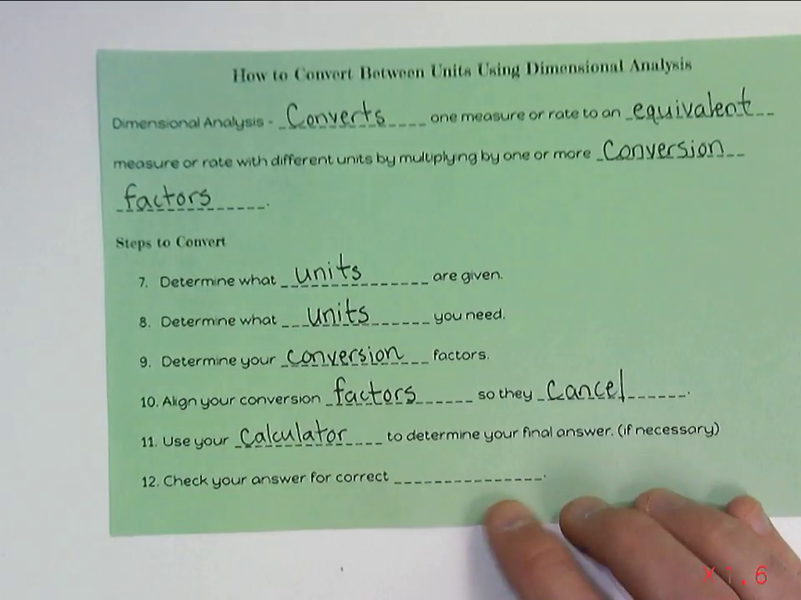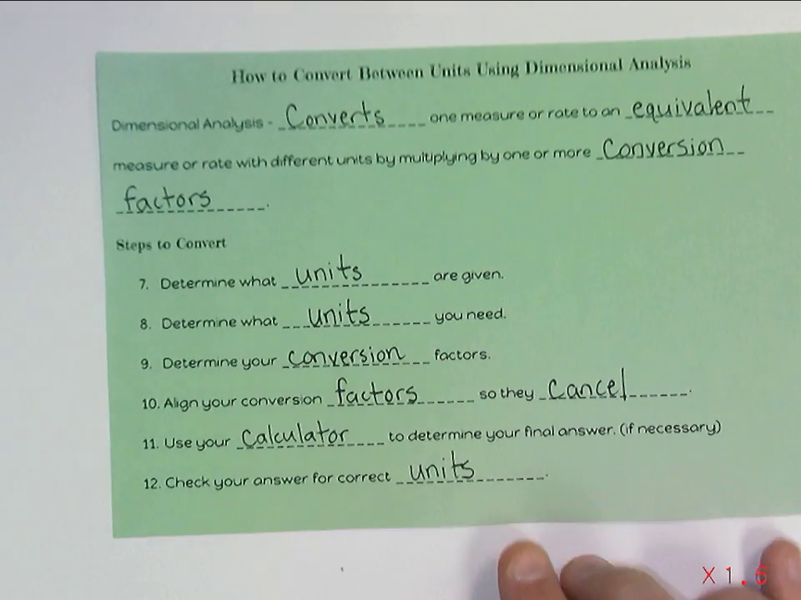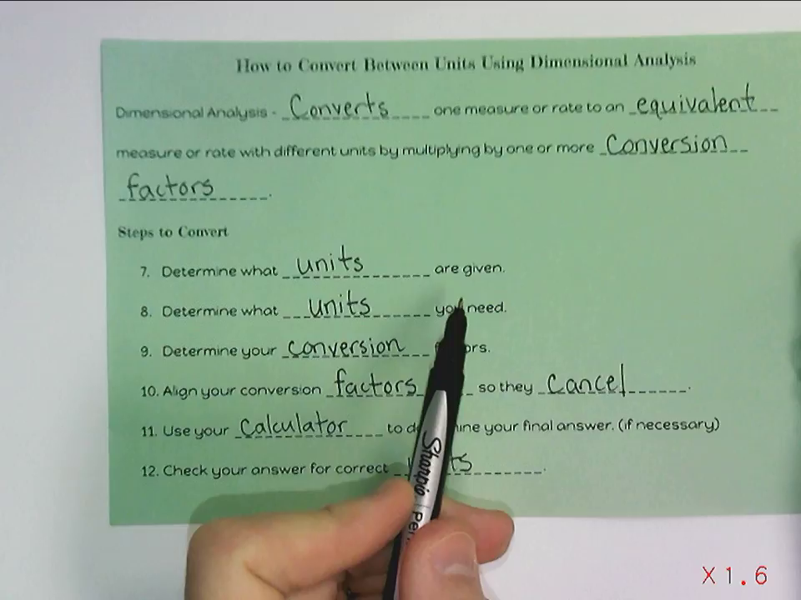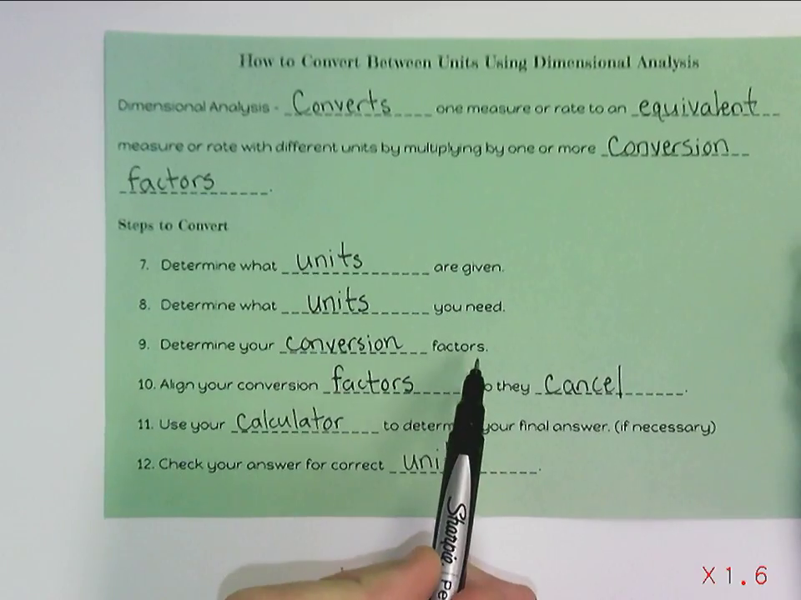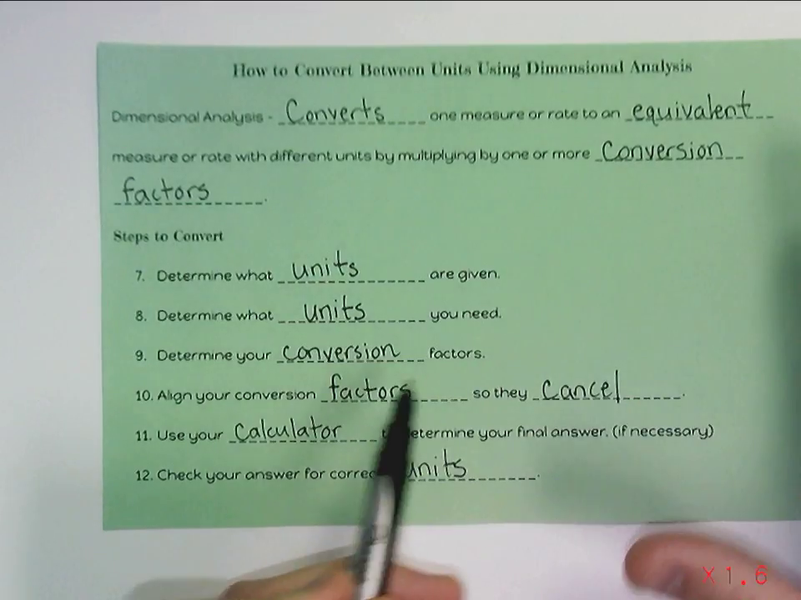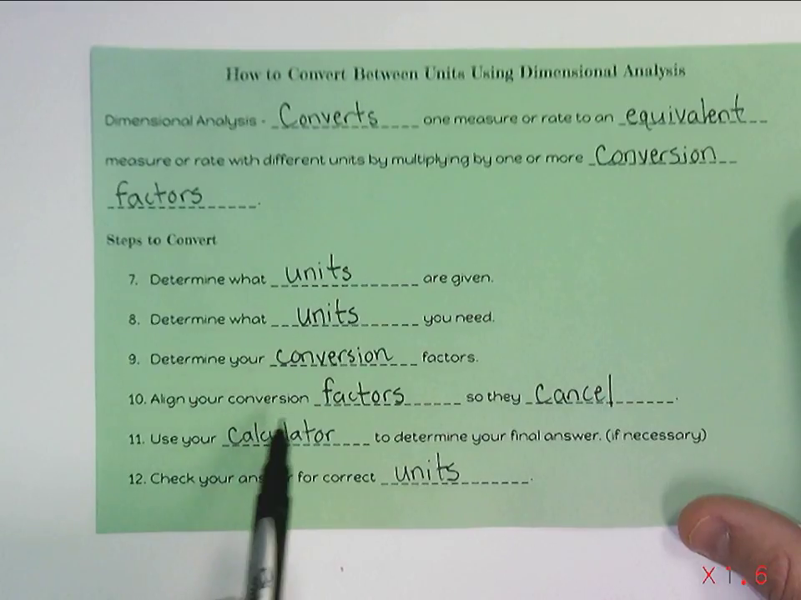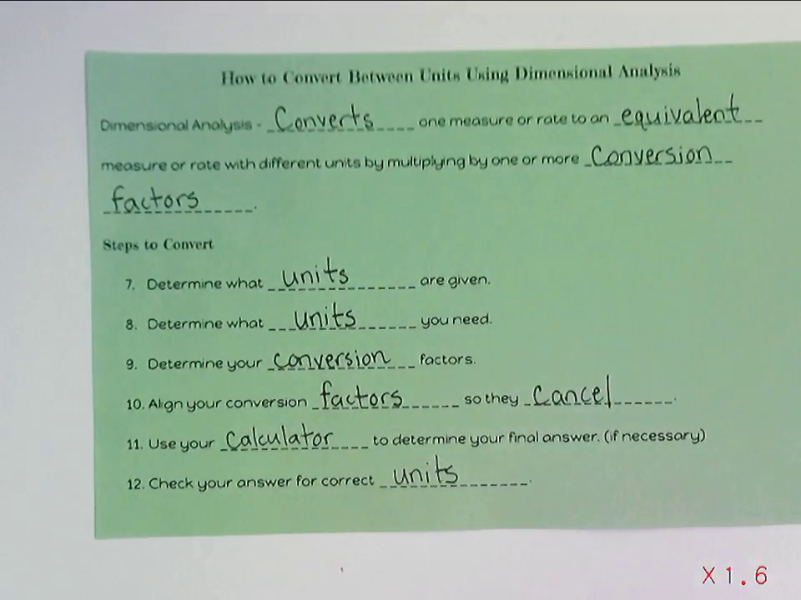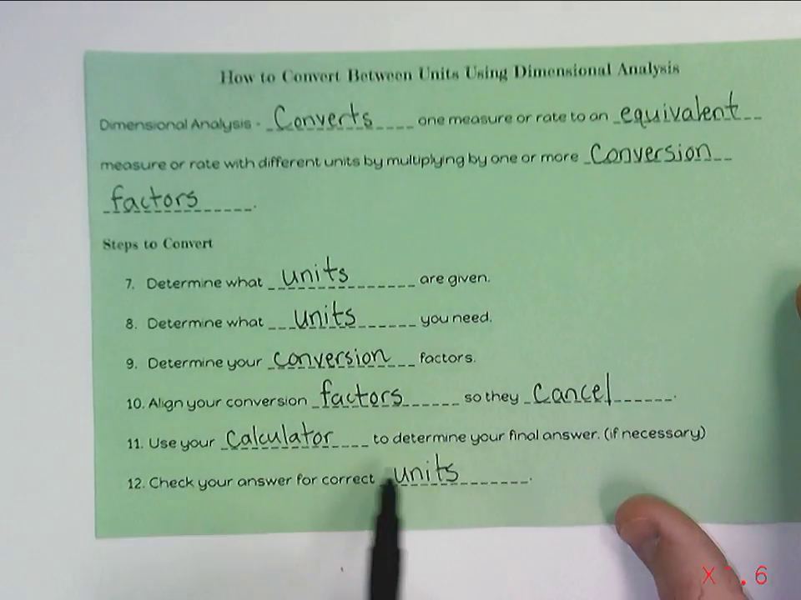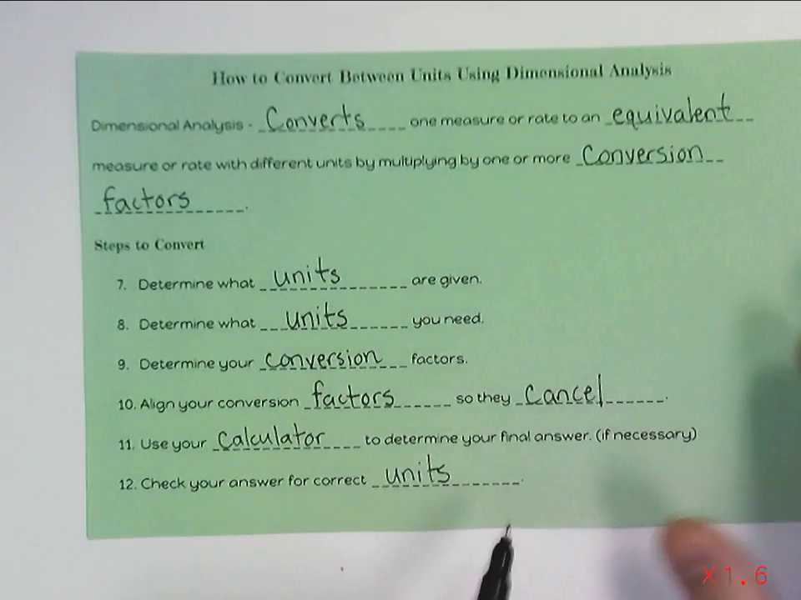And last but not least, you want to check your answer for correct units. So again, the steps that you need to use are: determine what units are given, determine what units you need, determine your conversion factors, so figure out what you need to multiply by in order to get the units that you need. Next, you would align those conversion factors so that they cancel each other out. They only cancel when one's in the numerator and one's in the denominator. You'll see more with that when we get to examples. Use your calculator to determine your final answer, and once again, only do that if necessary, and then check your answer for the correct units.